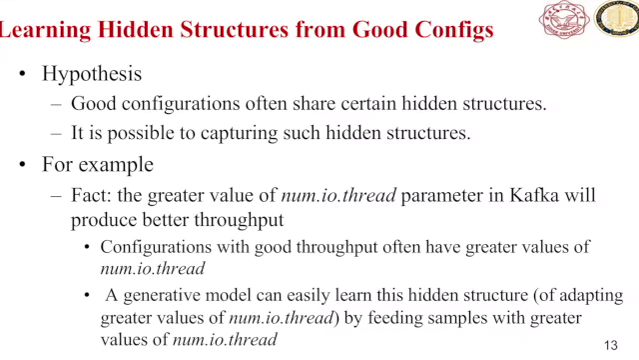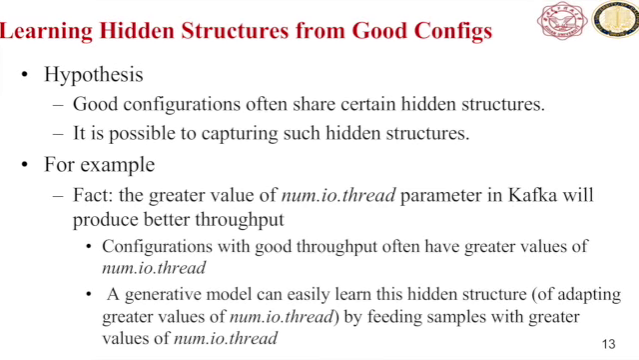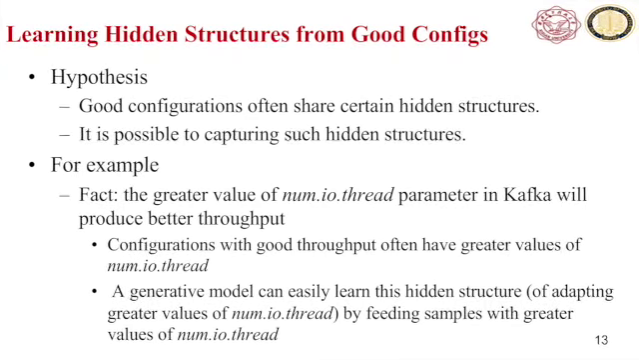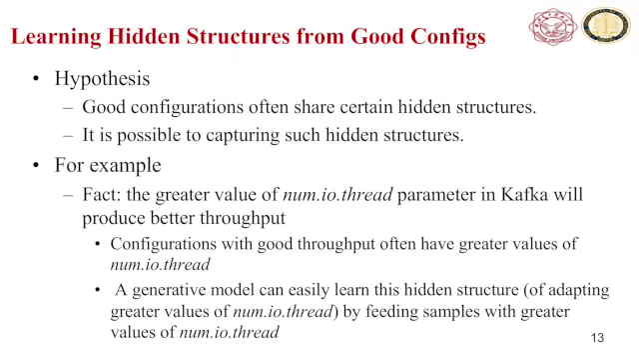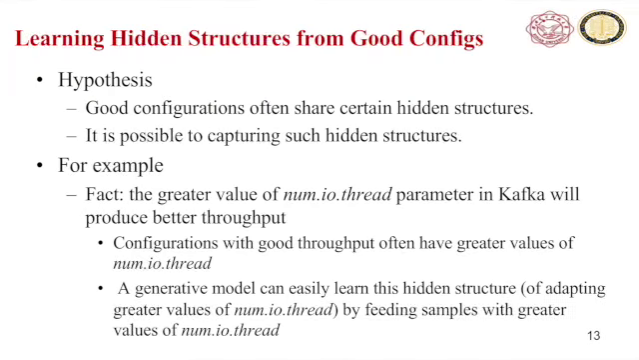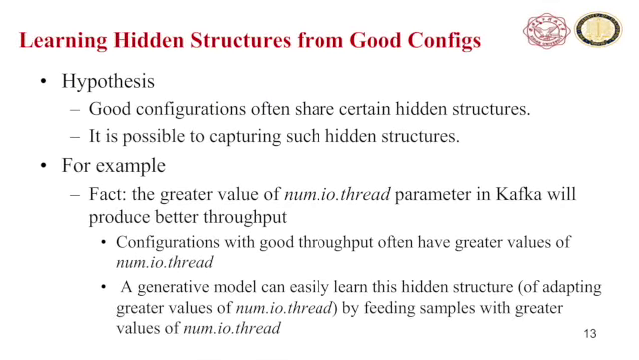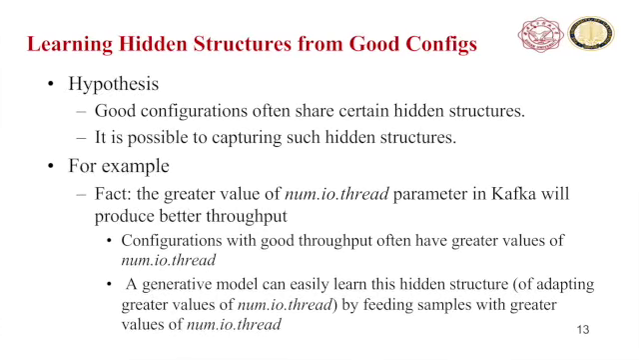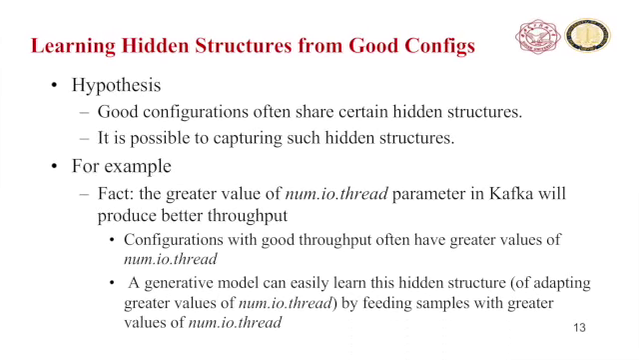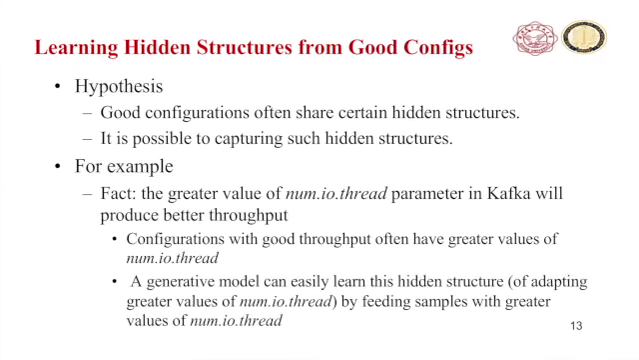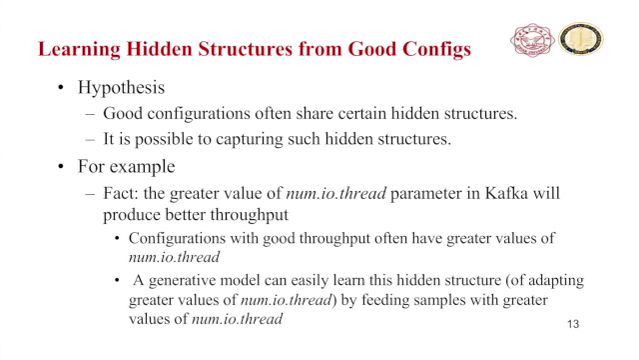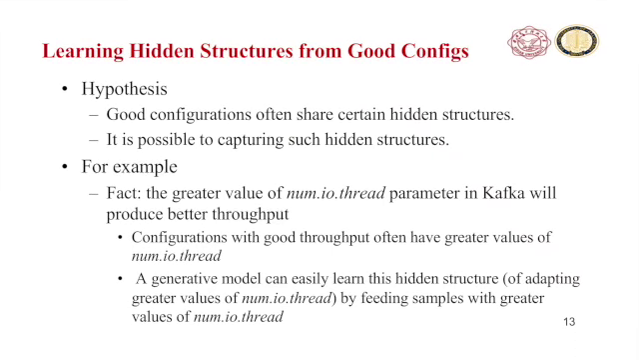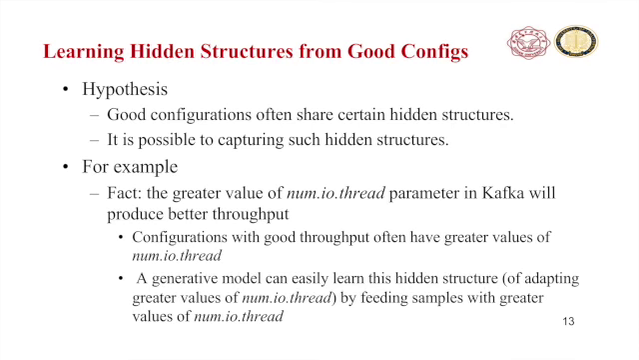So here, our hypothesis is that good configurations often share certain hidden structure, as we mentioned. It's possible to capture such hidden structure. So we give an example here of how a certain metric sometimes you need to decrease, and sometimes you need to increase. So all these behaviors, you could generate a new parameter that behaves as good as the good ones that you already know before.